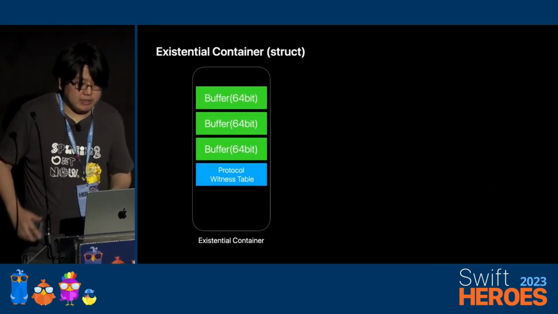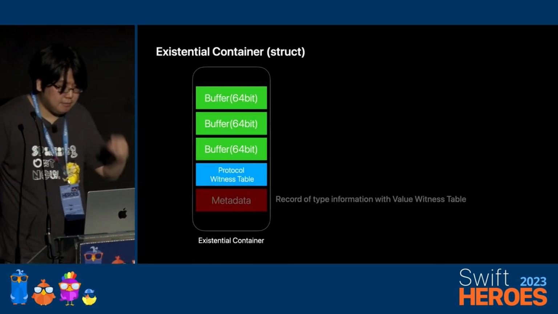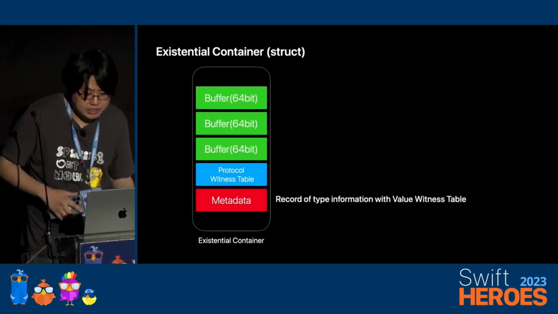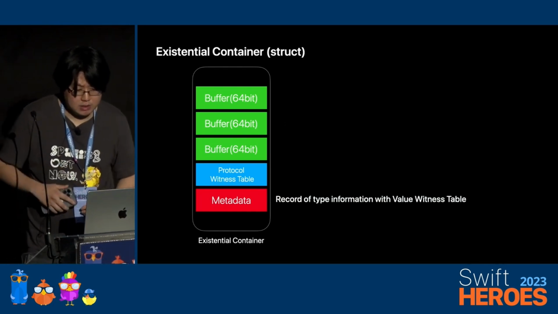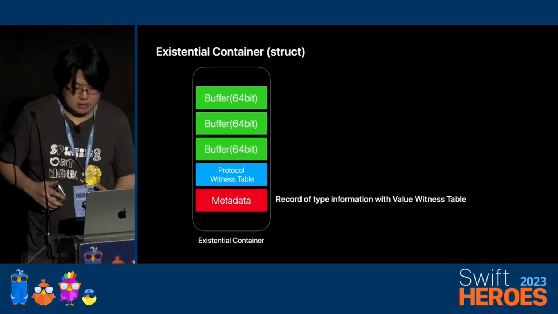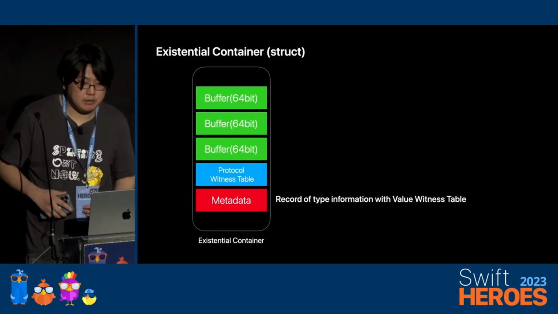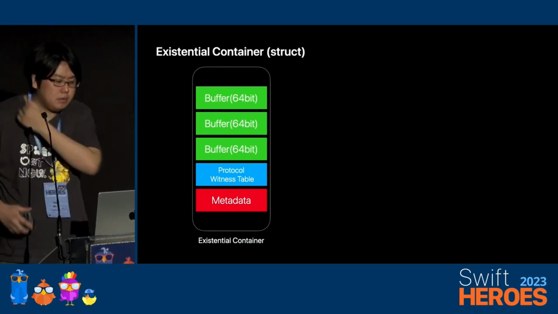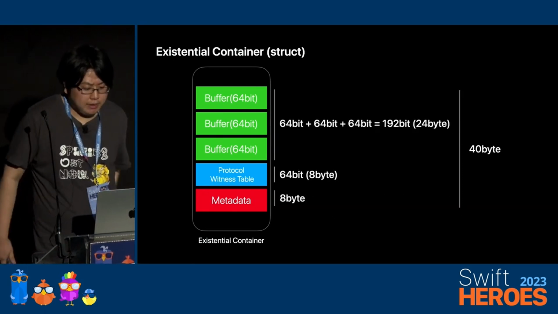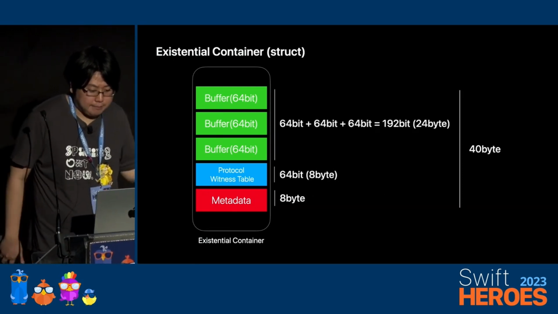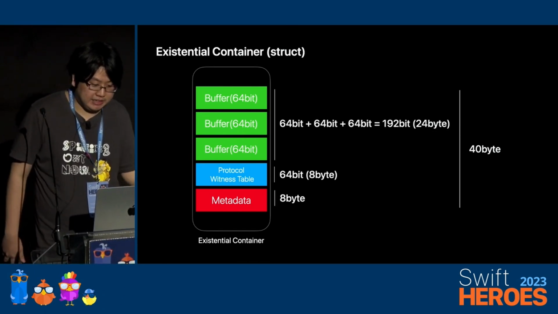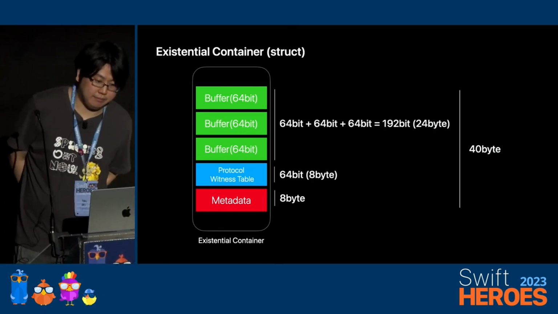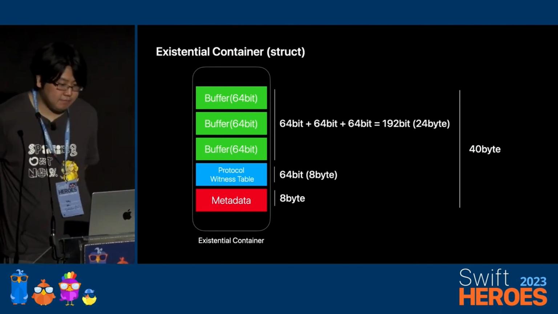Finally, I introduced the metadata. Metadata is a record of type information. It contains the value witness table, which I talked about in the previous topic. Every type has metadata. The container gets it from the object. The total size of all buffer is 24 bytes, and the protocol witness table and metadata information need 8 bytes each. Adding this size is 40 bytes, which is what I see.